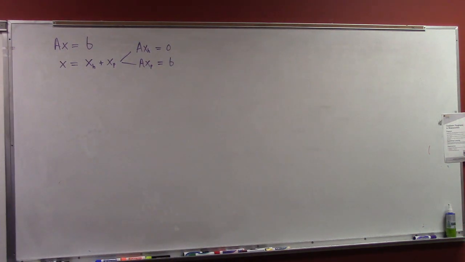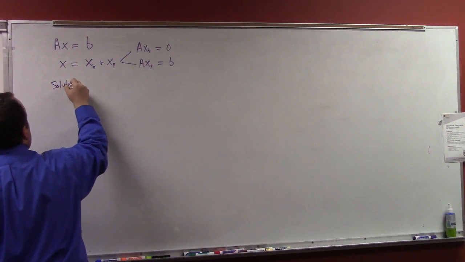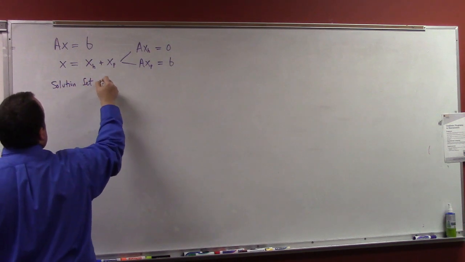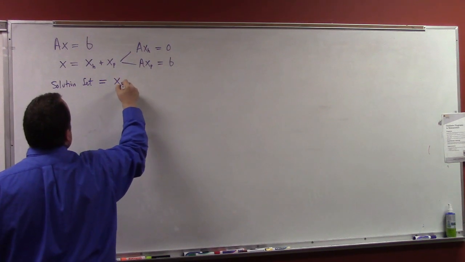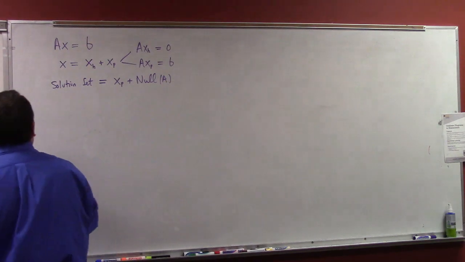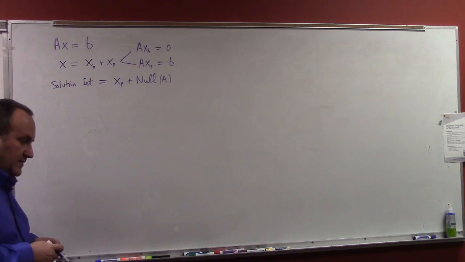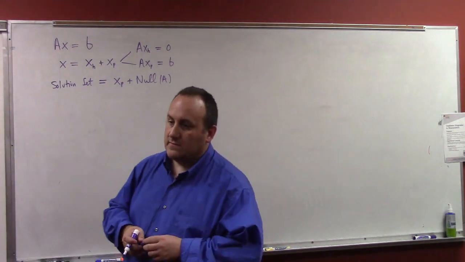So if you really look at that, what do you got? So the solution set is what? It's simply the particular solution plus the null space of A. And if you want to think about it, if you think about all possible n-dimensional column vectors, they all fit into a particular solution space corresponding to what the particular solution is.